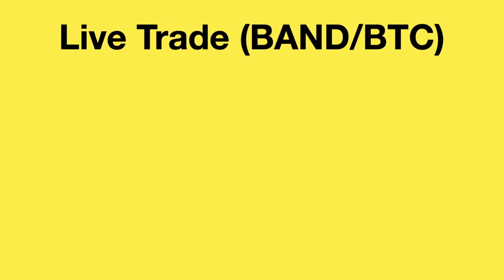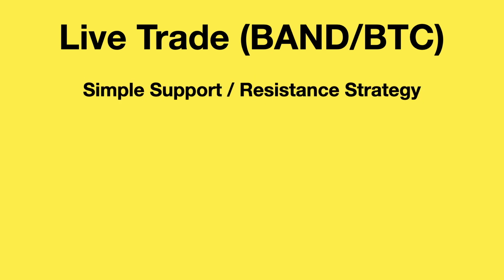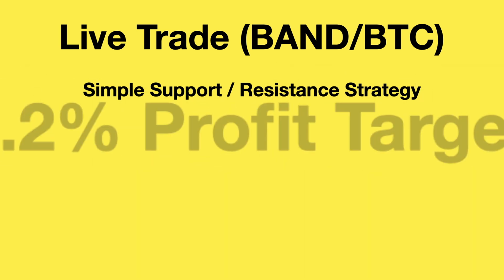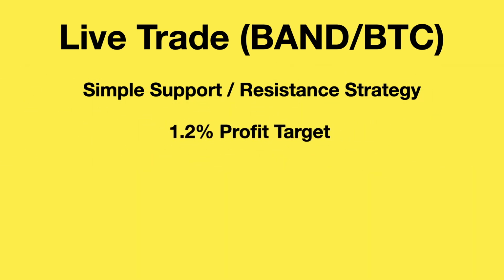Today I'm going to be going over a live trade that I took on Binance BTC. In this live trade example, I'm using my simple support and resistance scalping strategy. When doing this, I'm targeting about 1.2% profit. The reason I chose this number is because after fees, it comes out to just about 1%, which is a nice round number. You'll notice that this is a cryptocurrency pair that I'm live trading here.